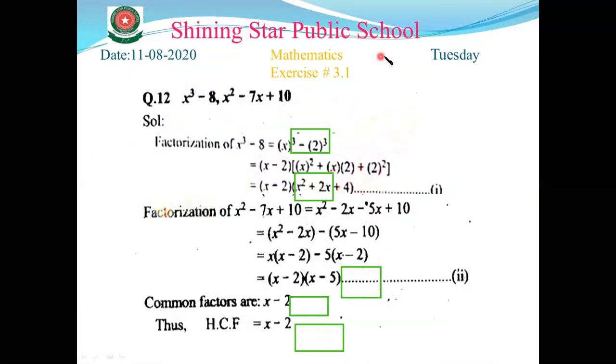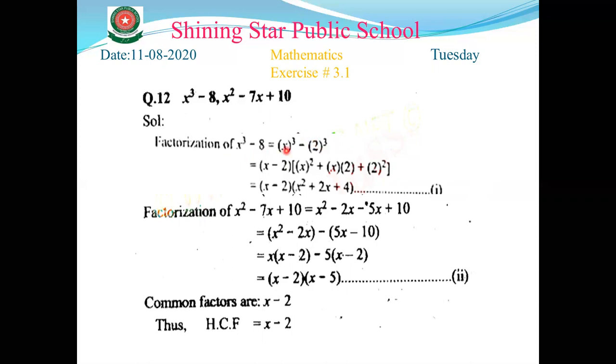Now question number 12: x cube minus 8, x square minus 7x plus 10. Now factorization of x cube minus 8 is equal to x whole cube minus 2 whole cube, because we know that x cube is the cube of x and 8 is the cube of 2. So we can write 2 whole cube.